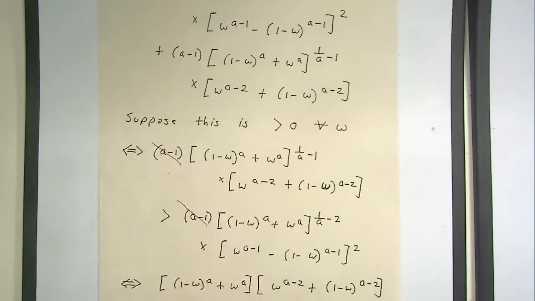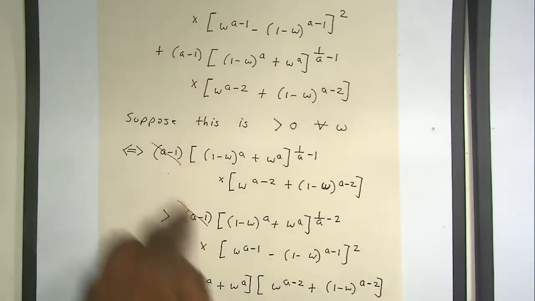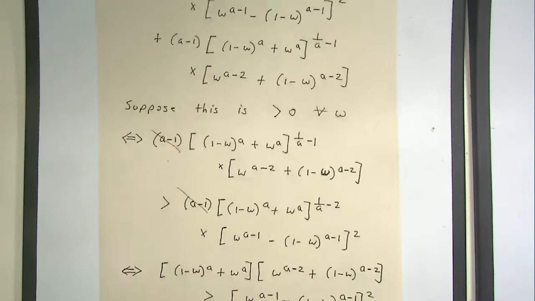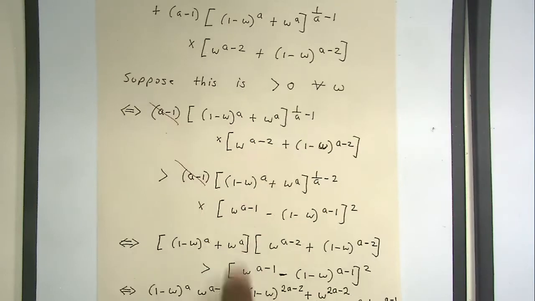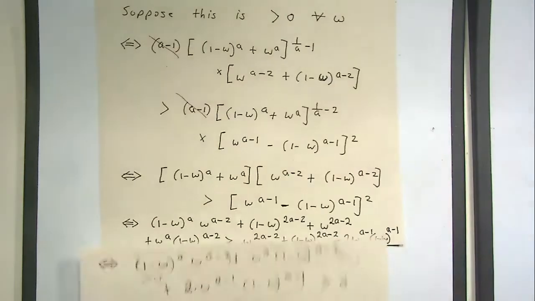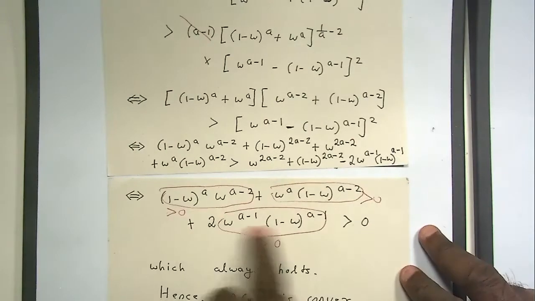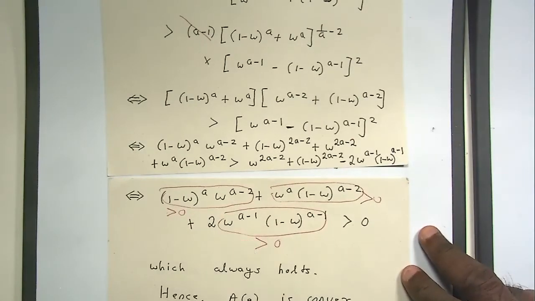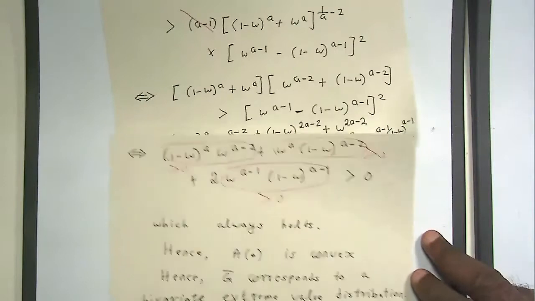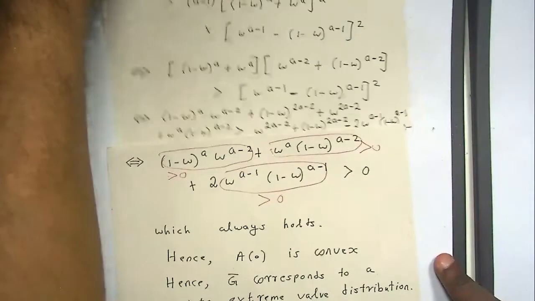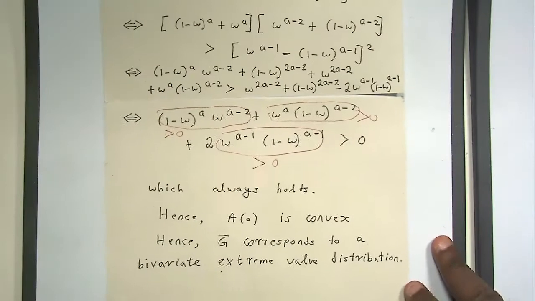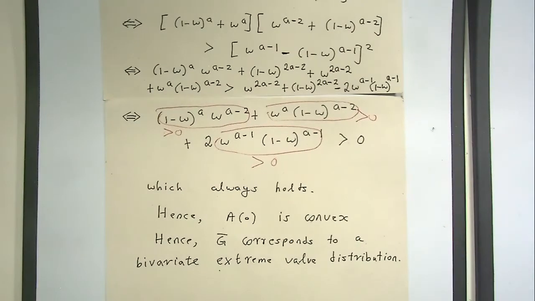By assuming that, you can write this as this, then a few things will cancel. These two will cancel, and this you can divide by this, so it becomes like this. This becomes like this, and finally you get this, which is always true, which is always positive, right? So hence A is a convex function, and hence G bar corresponds to the bivariate extreme value distribution, right? Okay, guys, it's a long process. I know it can be confusing.